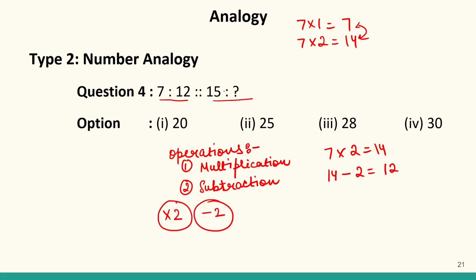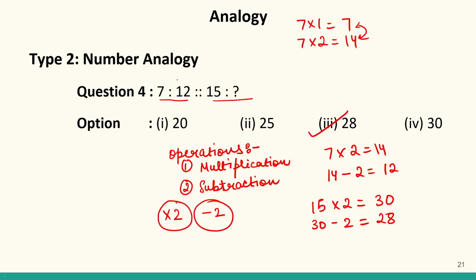So let us check if the same logic follows for 15. If I multiply 15 by 2, I'll get 30. And if I subtract 2 from 30, I'll get 28. And 28 is option number 3. So option number 3, 28 will be the correct answer.